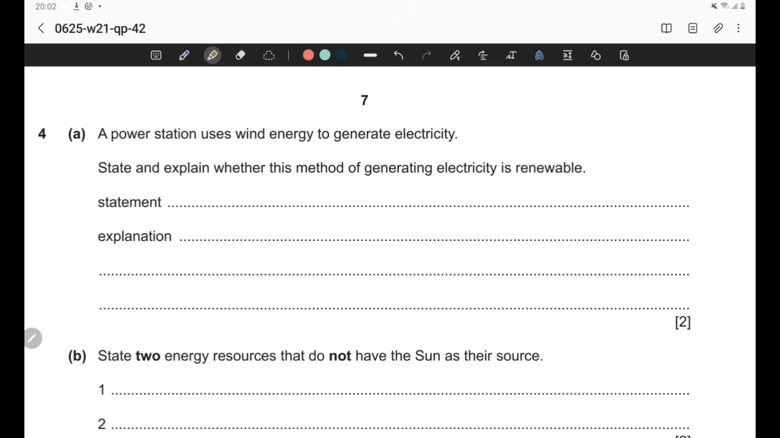Question 4, part A. A power station uses wind energy to generate electricity. State and explain whether this method of generating electricity is renewable. First, we need to state whether this energy is renewable, and we know that wind energy is a renewable energy resource as it never runs out. So the statement we can write down is that it's renewable, and we need to give the explanation. So we can write wind does not run out.